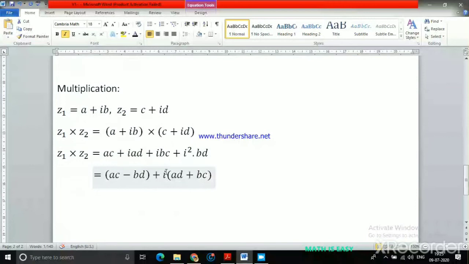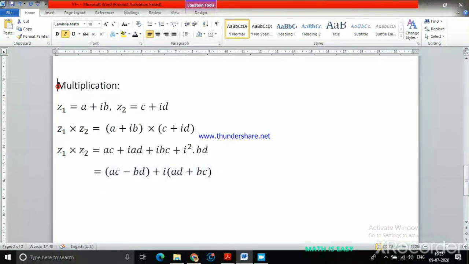Then we discuss the multiplication of two complex numbers. I have taken Z1 equals a plus ib, Z2 equals c plus id. When I multiply Z1 into Z2, it is (a plus ib) into (c plus id). This multiplication is something like polynomial multiplication. How do you multiply polynomials?